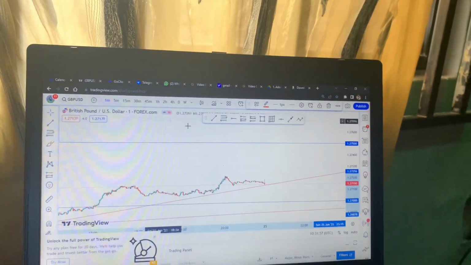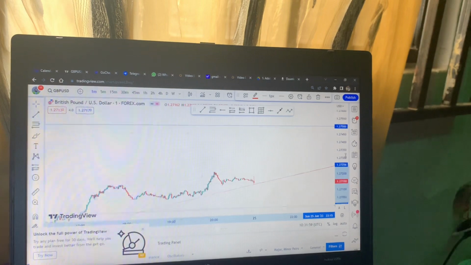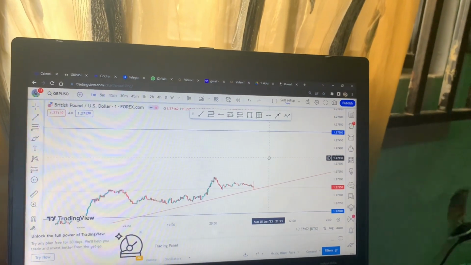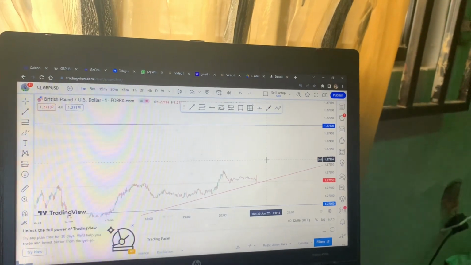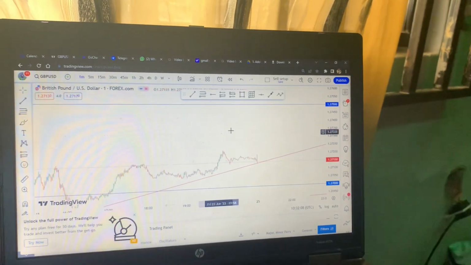The market is very genuine. So this is the 1-minute time frame, sorry. Okay, so that is it. This is the 1-minute time frames.